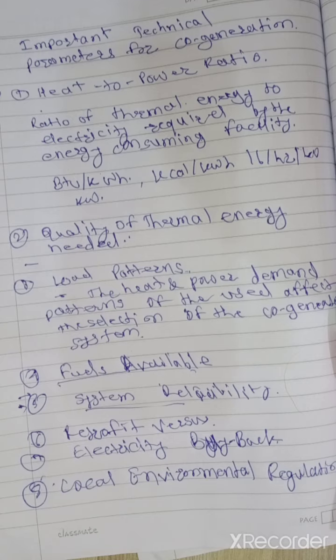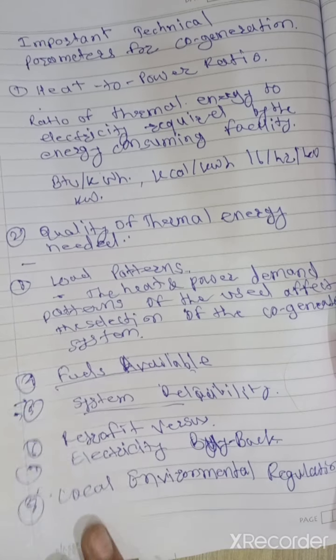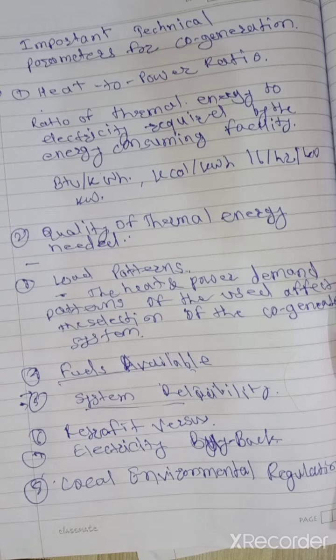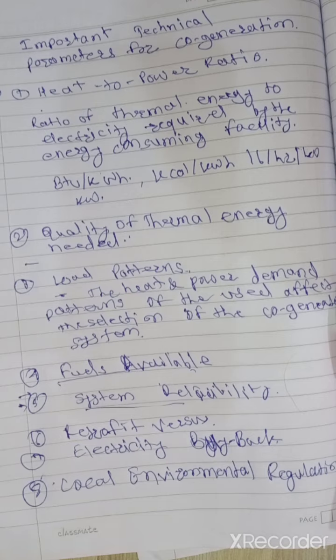And the last point we have discussed, that is important technical parameters of cogeneration: heat to power ratio, second quality of thermal energy needed, then load patterns, then fuels available, then system reliability, then retrofit versus new, then electricity buyback, and last one is local environmental regulation. The question will ask like this: what are the important technical parameters for the cogeneration, for 7 marks or 5 marks?